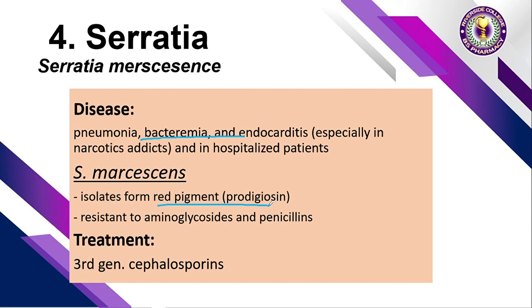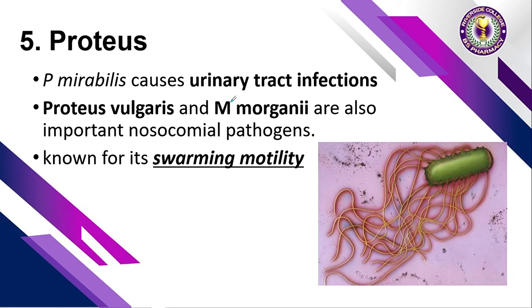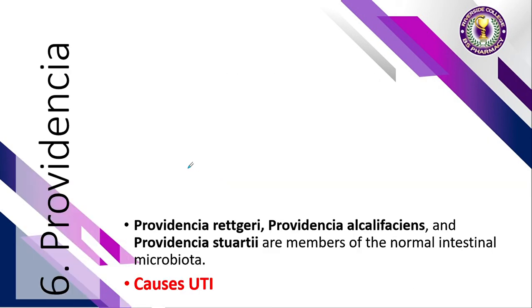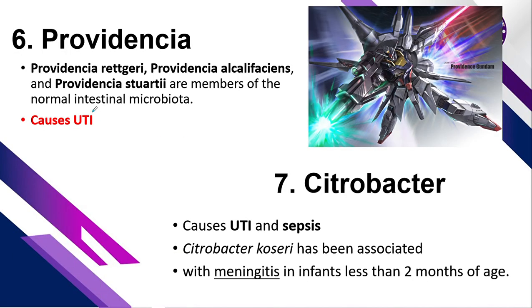Serratia, red pigment, prodigiosin. Proteus has swarming motility. So Proteus vulgaris has swarming motility, causing P. mirabilis causes UTI. So swarming, it looks like this, look spaghetti. Next, we have our Providencia here. The Providencia rettgeri, alcalifaciens, and stuartii are members of normal intestinal microbiota. They are the one that causes UTI. Providencia, remember Gundam Providence. Citrobacter causes UTI and sepsis. And meningitis in infants less than 2 months of age.